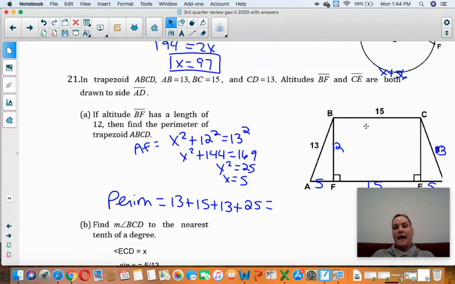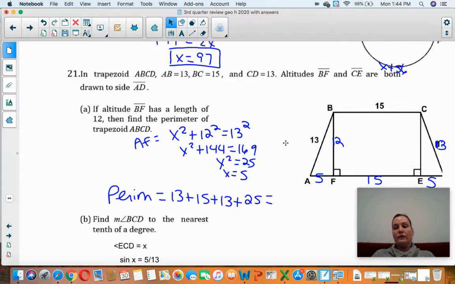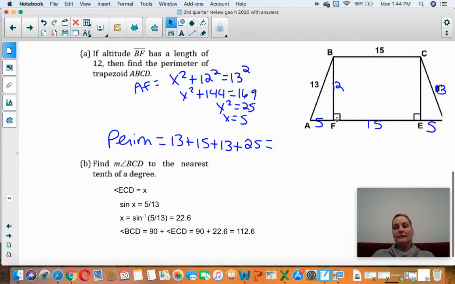I know this top base is 15. That makes FE right here also 15, but I don't have these little side pieces, the AF and ED. This is a right triangle right here, so I don't have this 5. I figured this 5 out. In order to find AF, I'm going to use the Pythagorean theorem, so I just called AF X. X squared plus 12 squared equals 13 squared. X squared plus 144 equals 169. X squared equals 25. Therefore, AF is 5. Now, if this is 5, this over here is also going to be 5.